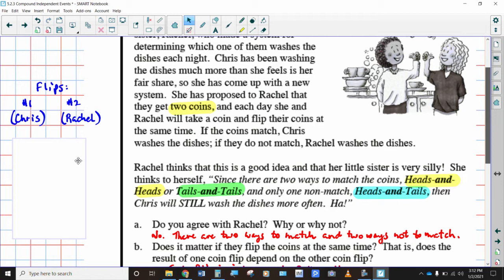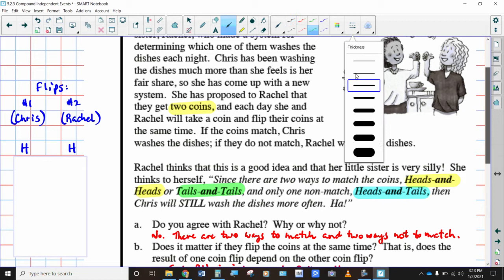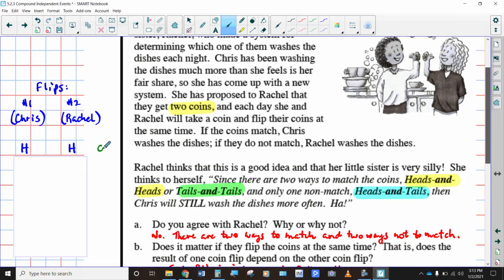All right, so let's be organized about this. Let's not just do this randomly. Let's choose the first person, which we're going to have be Chris, because I wrote Chris on the left. And let's suggest that Chris flips a heads the first time she flips the coin. And let's say that Rachel also flips a heads. Who wins in this situation? Remember, if the coins match, Chris washes the dishes. So the coins match, right? So we're going to say this would be for Chris. Actually, I wrote number one and number two. Let me just write down number one. That's Chris. Okay.